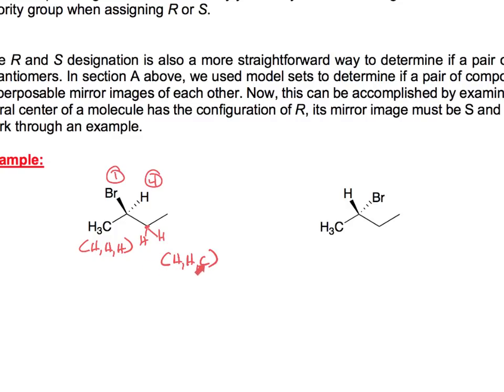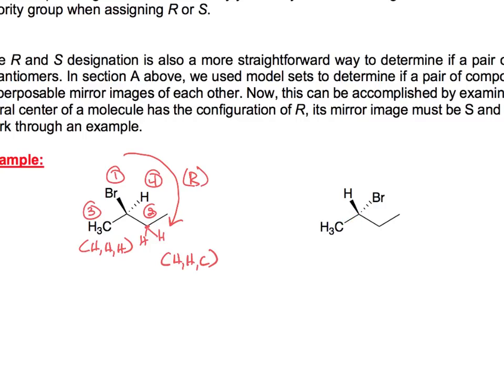Our first point of difference is this carbon. So this piece over here is going to be our second priority. This will be our third. So we can ignore our fourth priority group, and we can keep in mind that it is going away from us, so whatever we designate this rotation will be the actual R or S designation. So 1, 2, 3, we're going in that direction. This stereocenter is R.